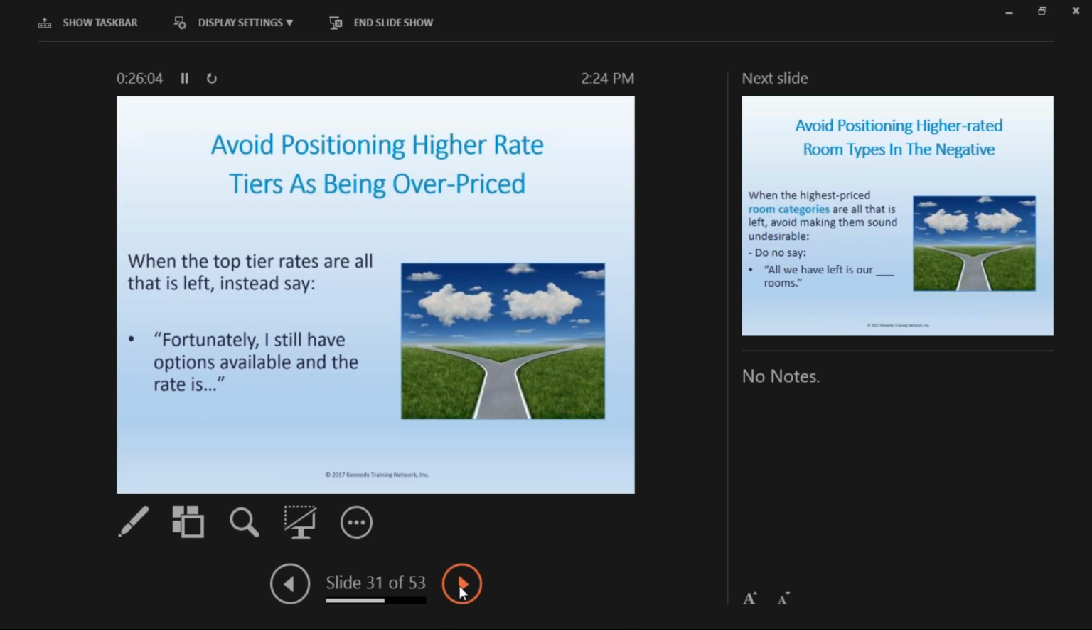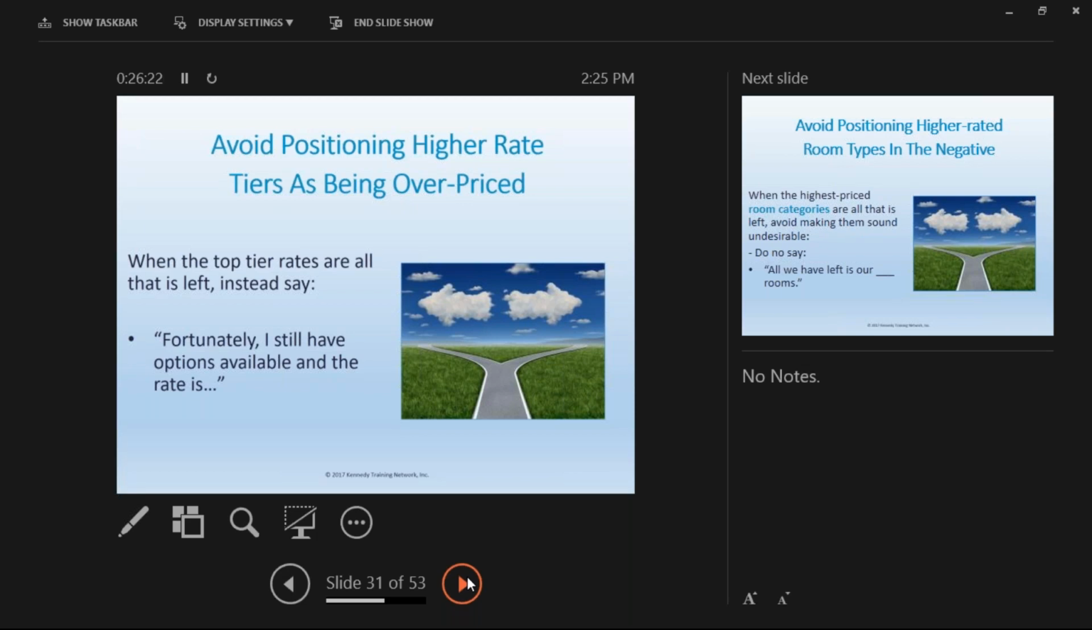All right. So this first example is relative to rates when there are different rate tiers. All right. And so if you have seen that same room for the same date at a lower rate and now it's coming back at a high rate, do not apologize and say it's all you have left.